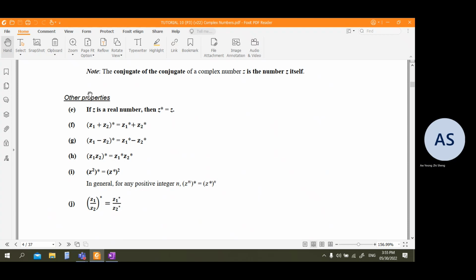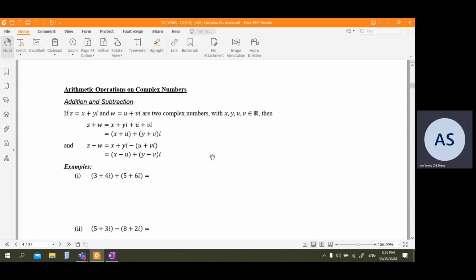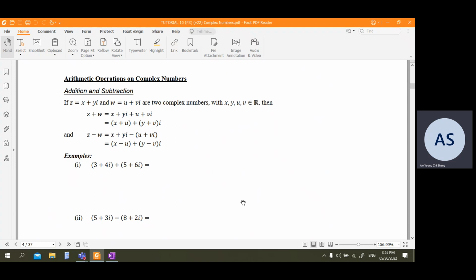And the other properties from E to H, you can just read through. I would say this is not so frequently used, but it's good for you to know that the star can be distributed safely over addition, subtraction, multiplication, and division. Next, on arithmetic operation.